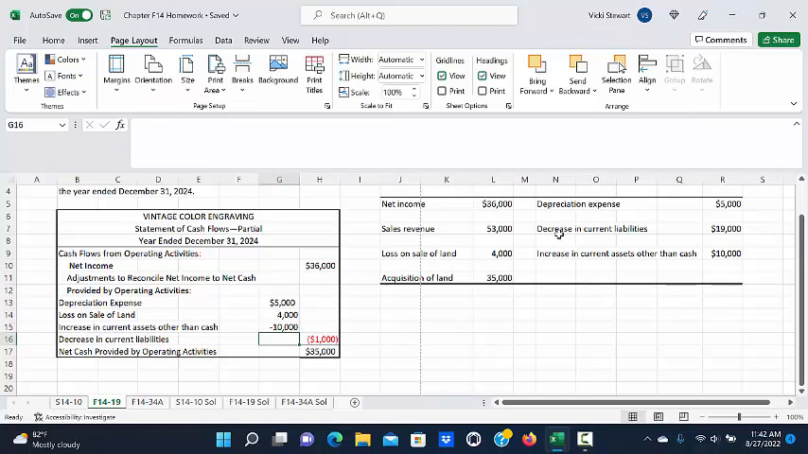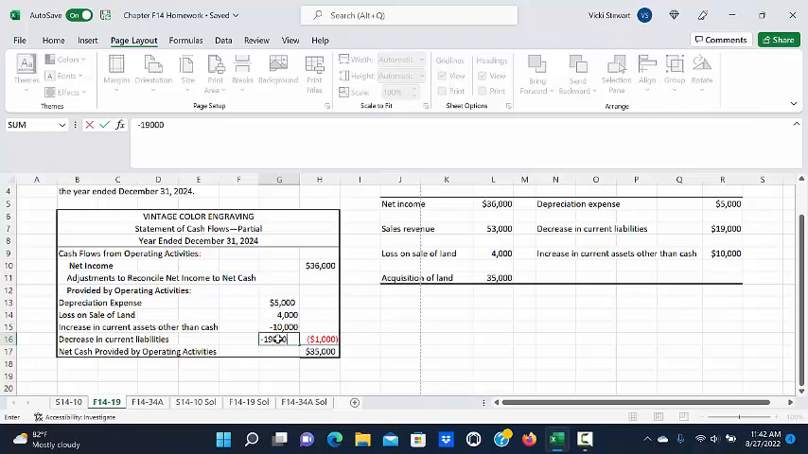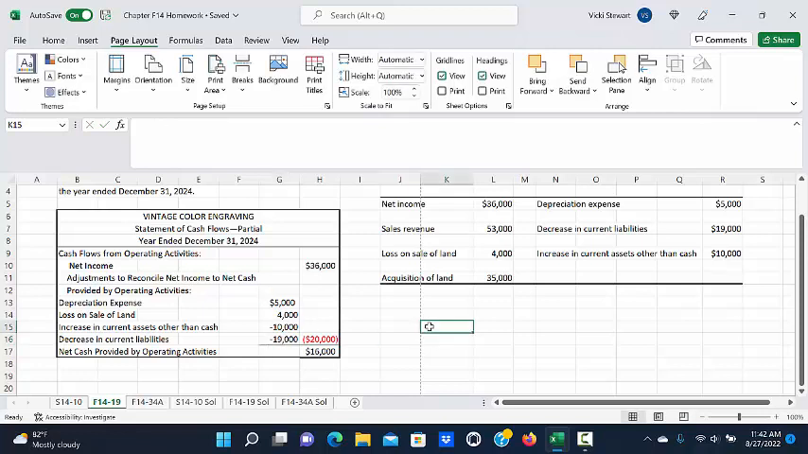The next item is a decrease in current liabilities. If we have a decrease in current liabilities, we also need to subtract that amount from net income. The reason for that is it means that all of the expenses that we have charged this year we paid for, as well as an additional $19,000 that we had accrued or recorded as current liabilities from the previous period.